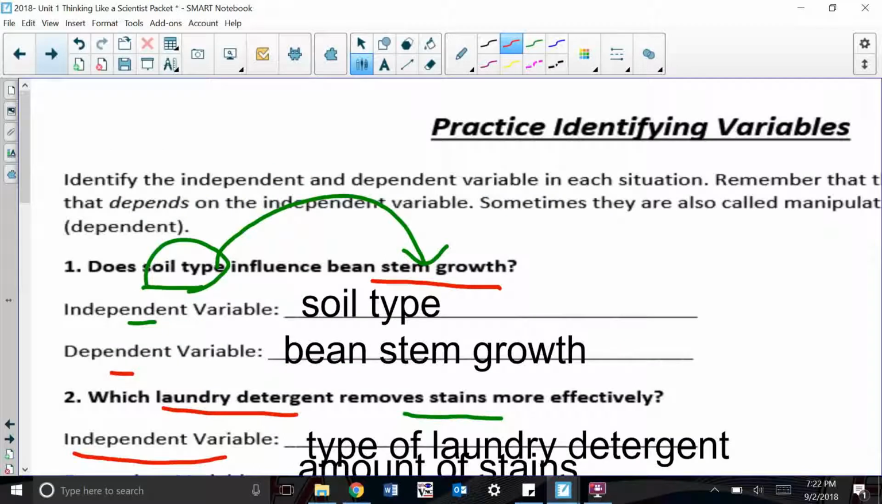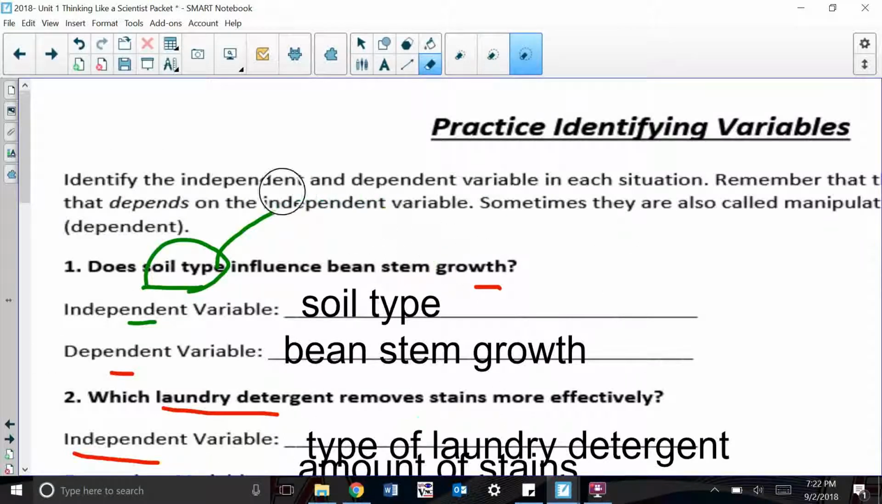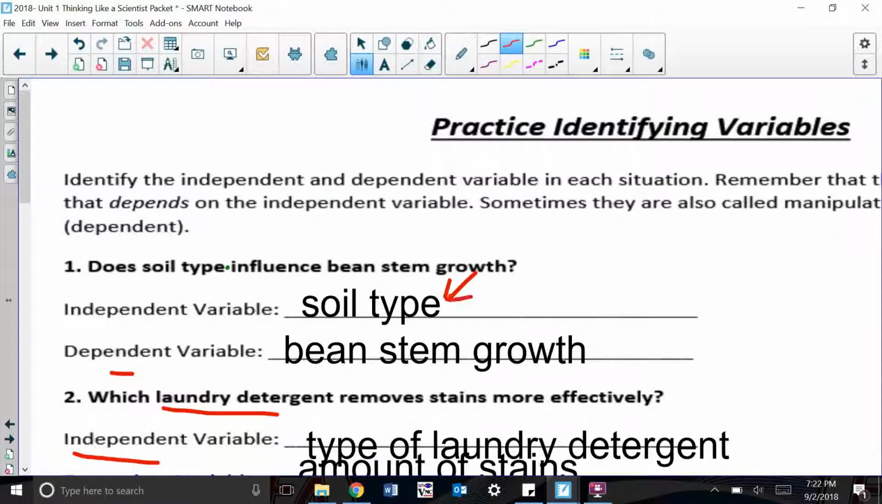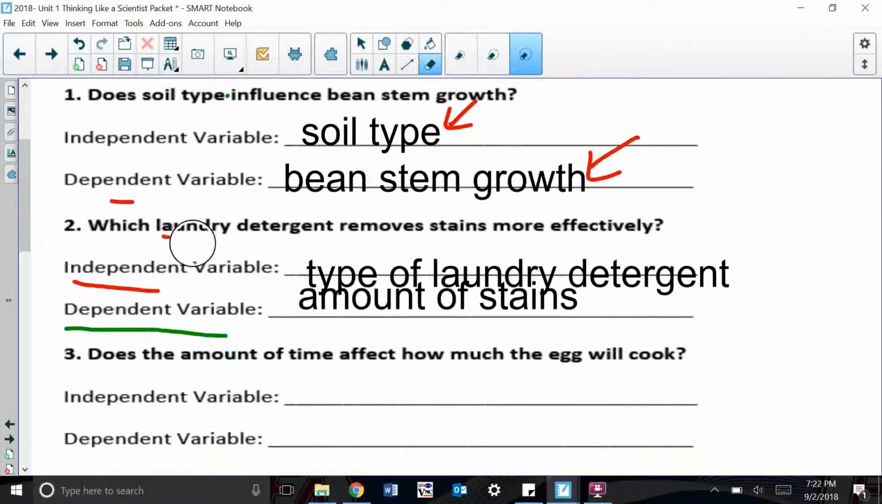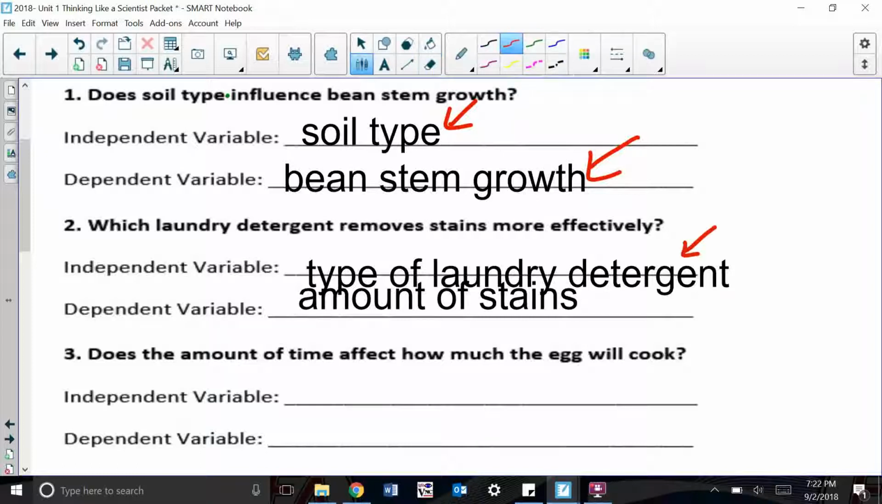It could be if I'm looking at my soil, if I change my soil type, well, that's going to impact my bean stem growth. If I look at my laundry detergent example, if I change my type of laundry detergent, well, that's going to have an impact on the amount of stains I have in my laundry.